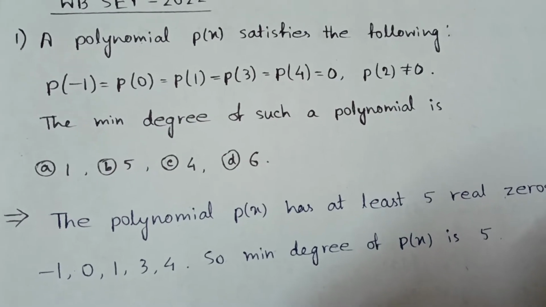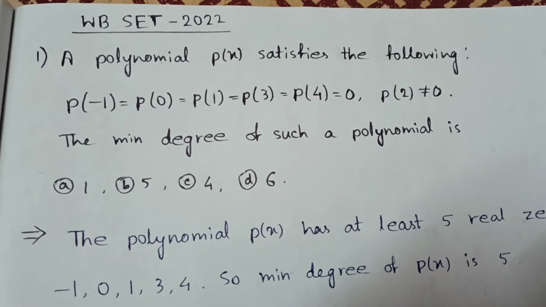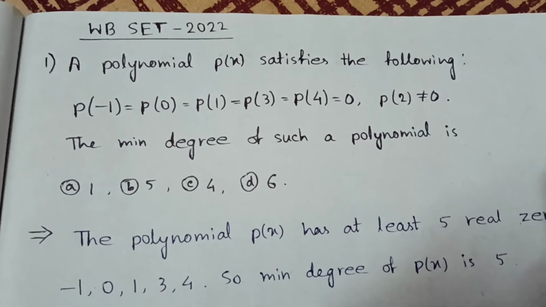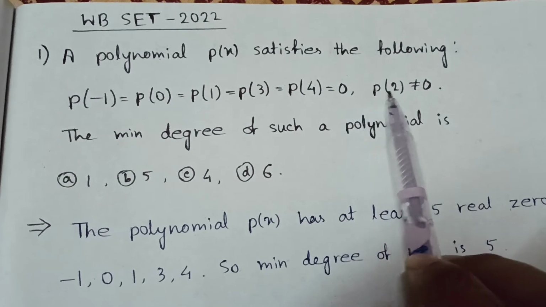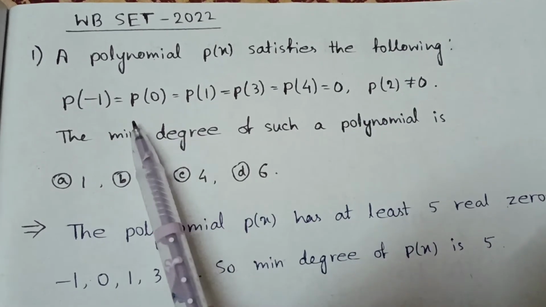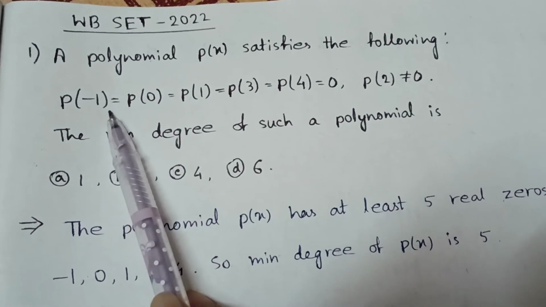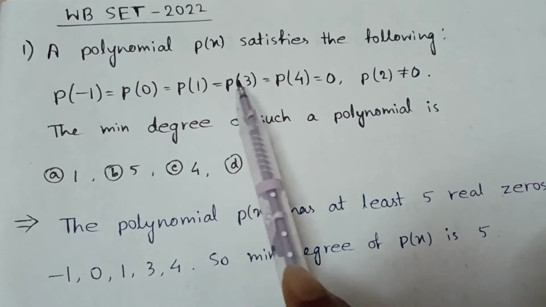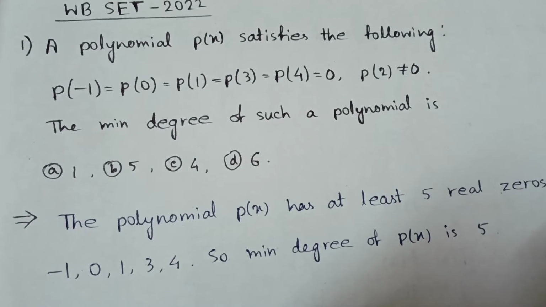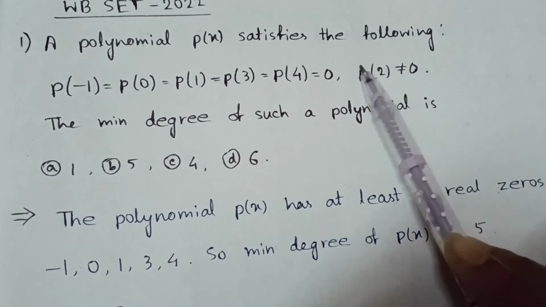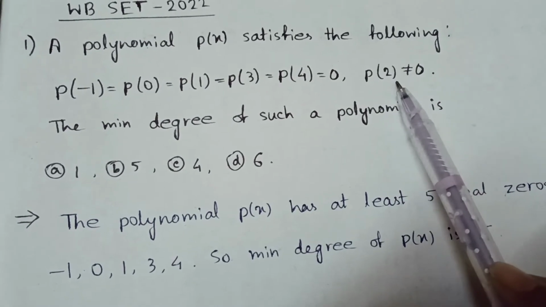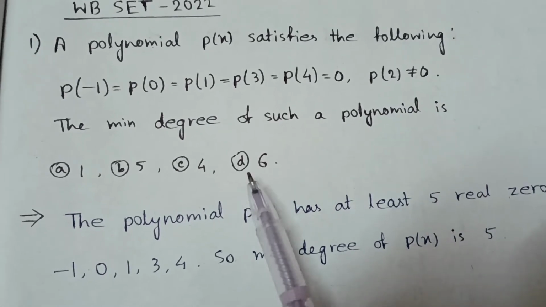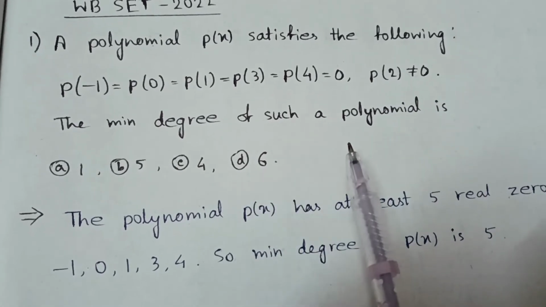The first question says, a polynomial satisfies these conditions. This polynomial P has zeros at -1, 0, 1, 3 and 4, these 5 points. And this polynomial does not have a zero at 2. What is the minimum degree of such polynomial?